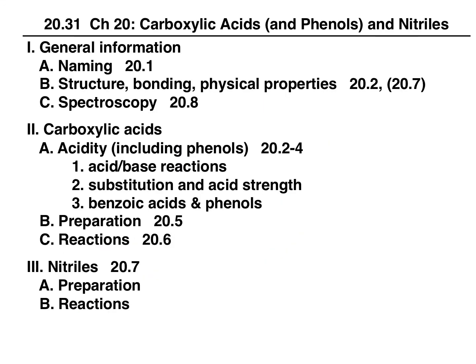So this takes us to the end of chapter 20. We went over some general information, including naming, bonding, spectroscopy. We talked more about carboxylic acids and phenols in terms of their acidity, including structure and acid strength. Then we focused on preparation of carboxylic acids, and we just mentioned some reactions of carboxylic acids. We're going to look at more of these next chapter. And then finally, we looked at nitriles. We talked about preparation, and we talked about some of their reactions as well.